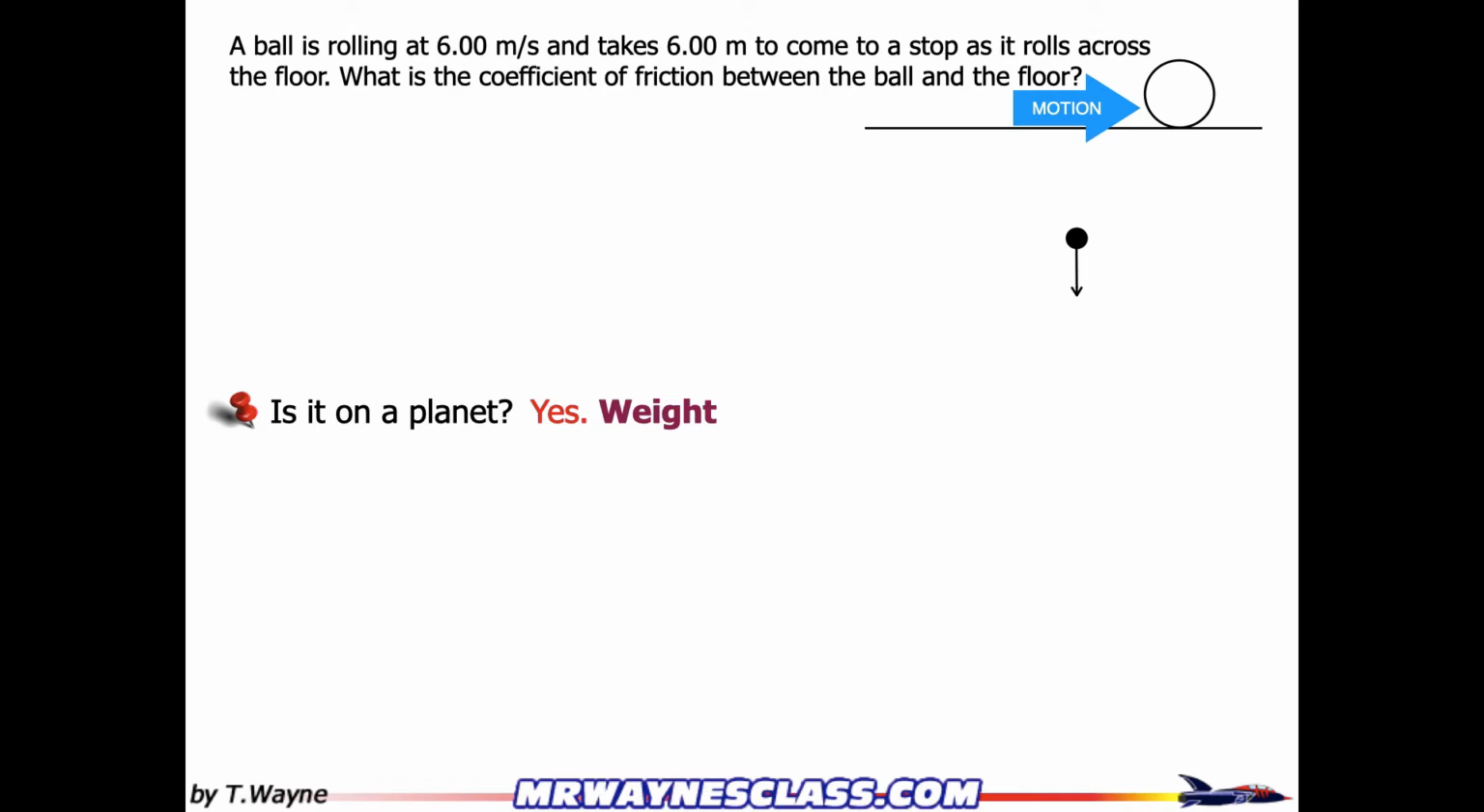I'm not going to label it as W. I'm going to label it as mg. Just going to make my life a little bit easier to start thinking about not W, but mg for the weight. Is there a contact surface? Well, yep, it's rolling on the ground. So that means I'm going to have a normal force.